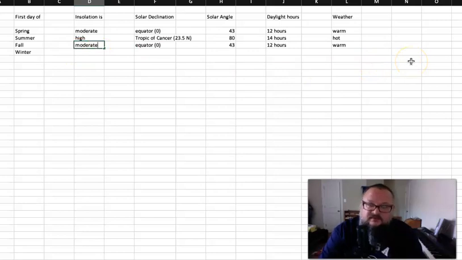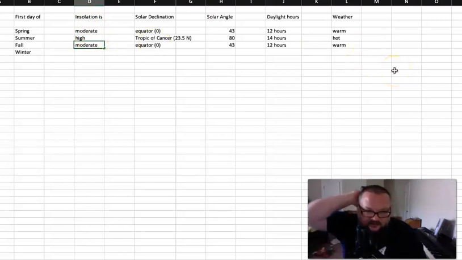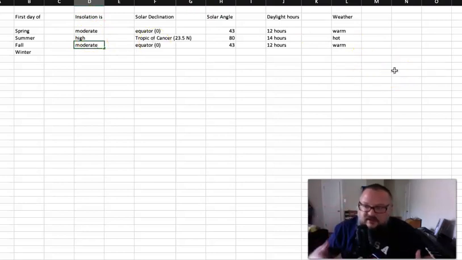However, on the first day of fall, for the past 3 months, we've had really, really high insolation, and all of that solar energy has been baking down into the ground here, baking down into the earth, and the earth is just absorbing it and absorbing it.